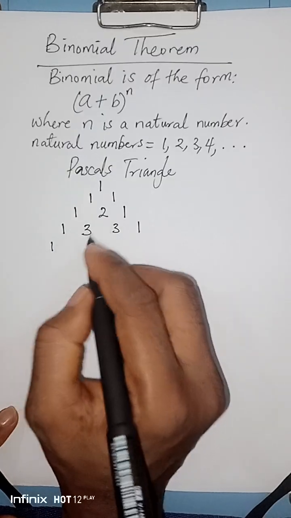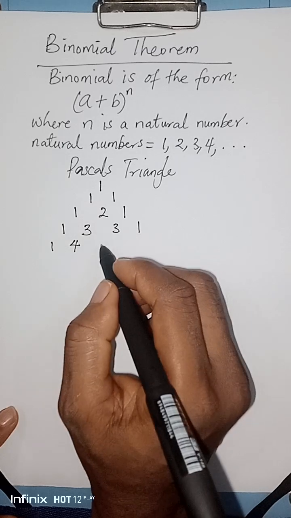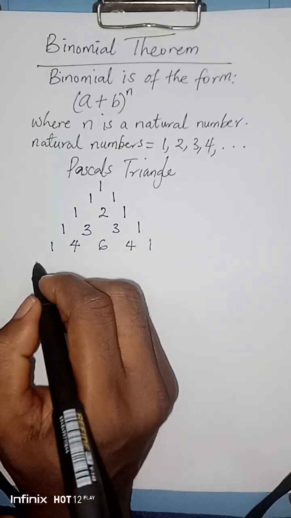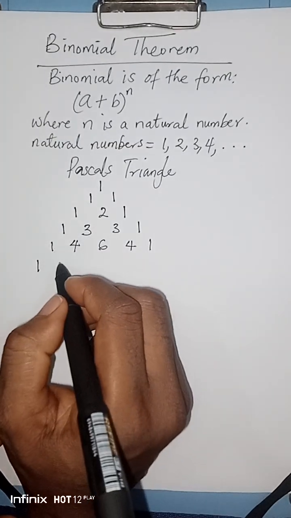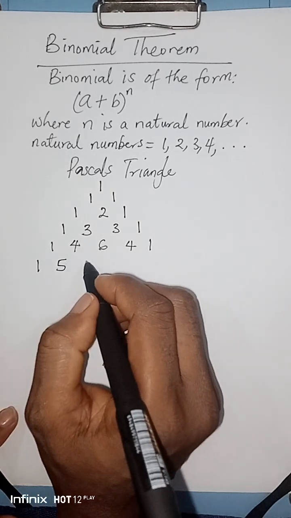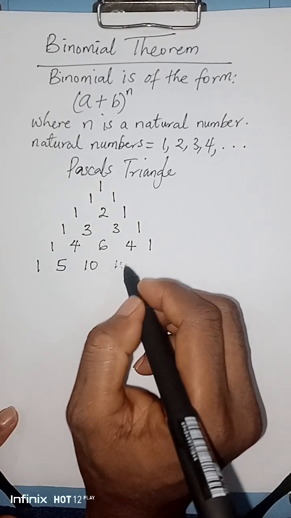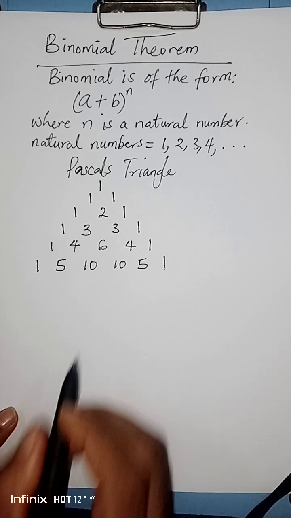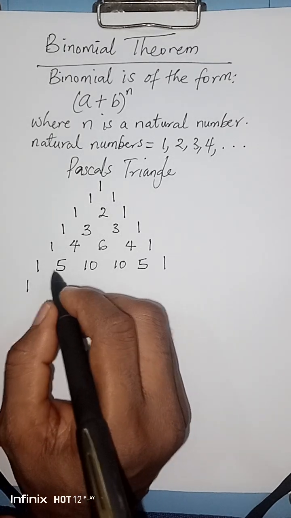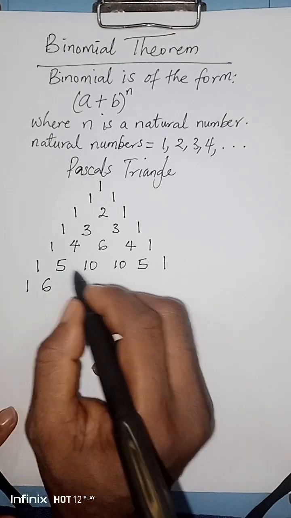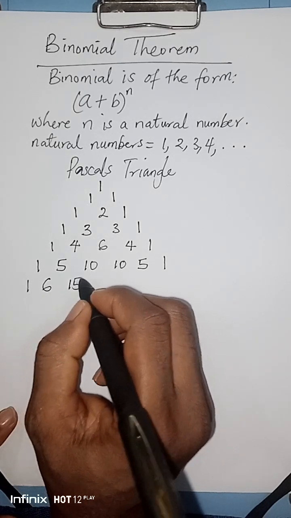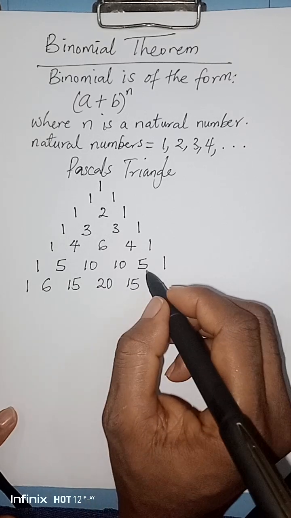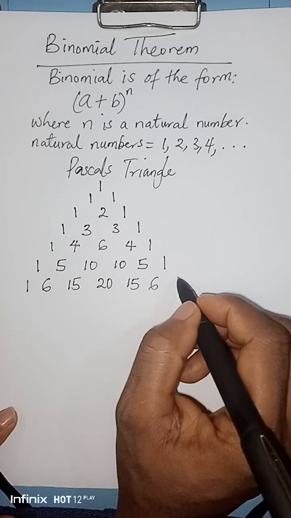See the way I'm adding them; the sum should be at the middle. 1 plus 3 is 4, 3 plus 3 is 6, 3 plus 1 is 4. Then you end with 1. You begin with 1 again. You add these numbers: 1 plus 4 is 5, 4 plus 6 is 10, 6 plus 4 is 10, 4 plus 1 is 5, and you end with 1. Continue again. You start with 1. You add the numbers: 1 plus 5 is 6, 5 plus 10 is 15, 10 plus 10 is 20, 10 plus 5 is 15, 5 plus 1 is 6, and you end with 1.